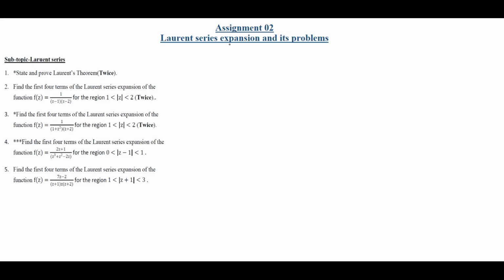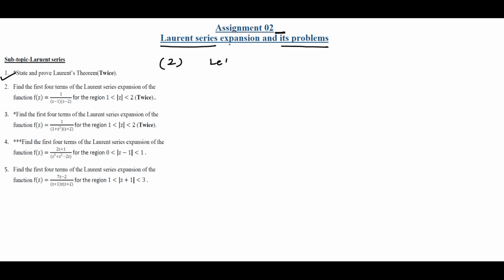Hey guys, I am going to give the solution of assignment 2. This assignment is based on Laurent series expansion and its examples or problems. I have already given the proof of the Laurent theorem in the previous video, so I am going to give the brief solution of the remaining examples or problems of assignment 2. So let us consider problem 2.